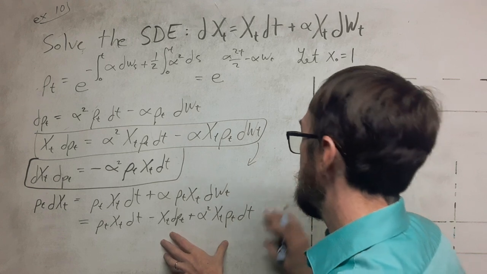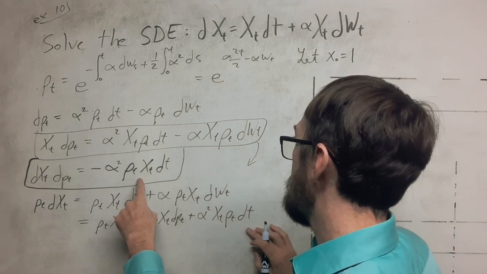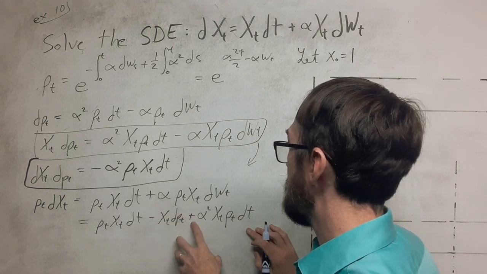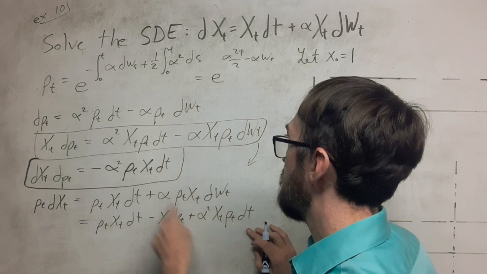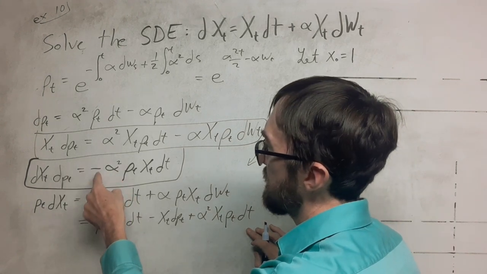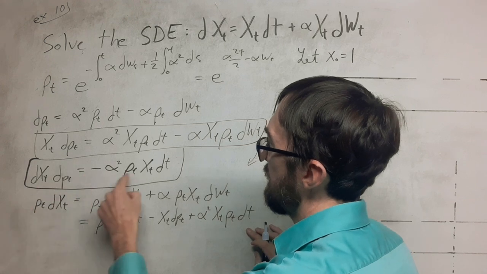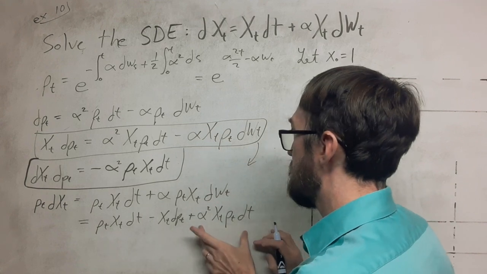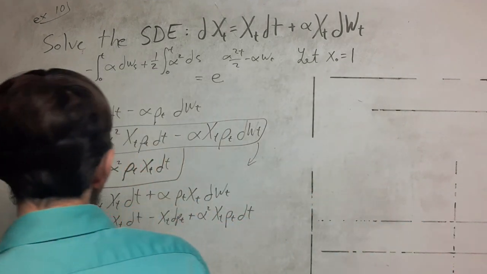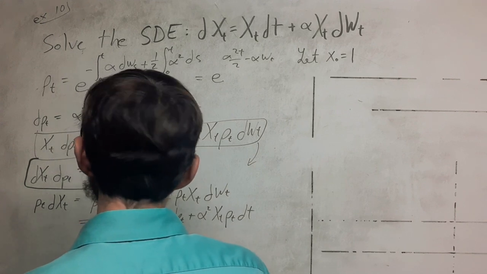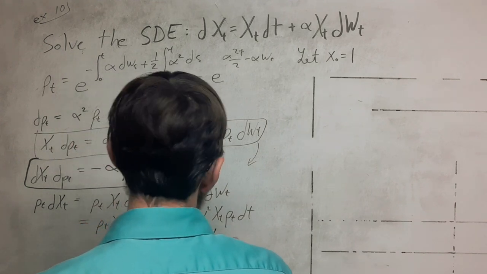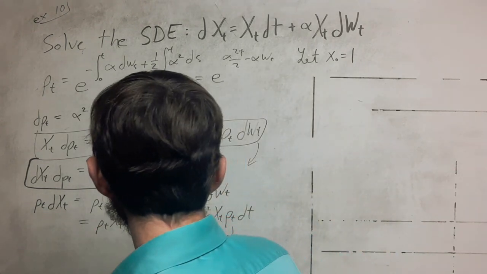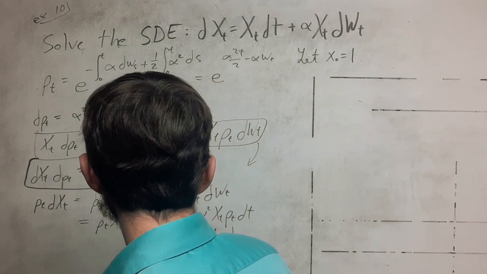So we have this. And now if we look, this term and this term are the same except for a sign. So if I multiply on both sides by the negative 1, that means that this positive version is equal to the negative version of this. So we can substitute that in for here. So this will be negative dx sub t d rho sub t. All right, and then these other terms are going to be the same here.